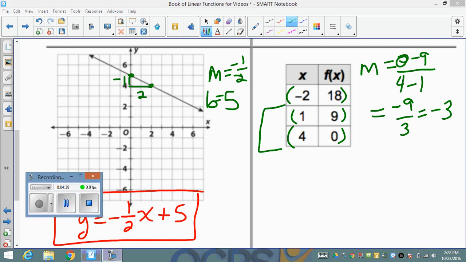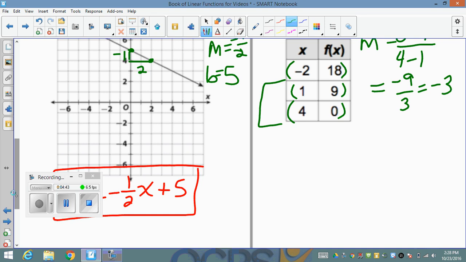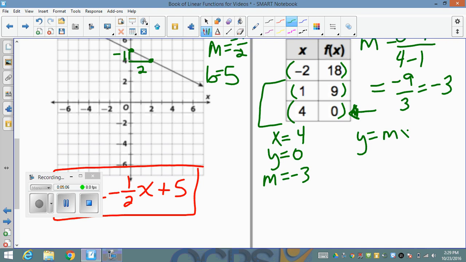This time I do have to go through the process of finding my b, because I was not given my y-intercept. You can tell that because none of your x's are 0. So I'm going to use one of my points. It doesn't matter which one. I'm going to choose this last one just because I like zeros. I'm going to plug in x is 4, y is 0, and m is -3. What that's going to do is allow me to solve for b.